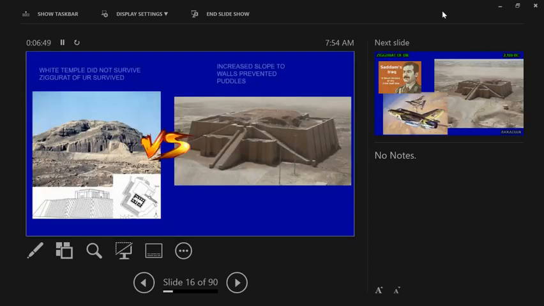So then we can compare it to the previous one right there, the one on the left. What happened? Like, why does one survive and the other one doesn't? And they think it's because of the increased slope on the walls helped prevent puddles.